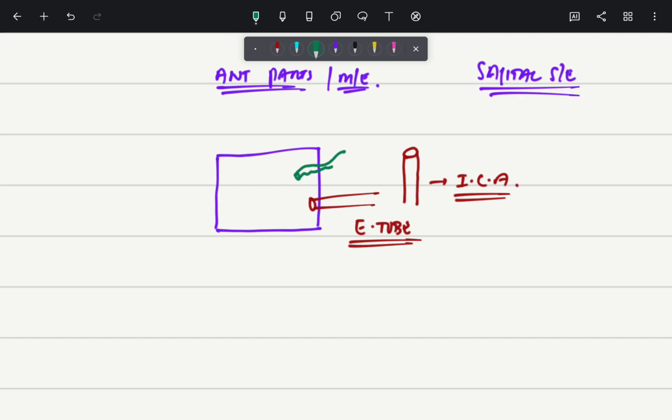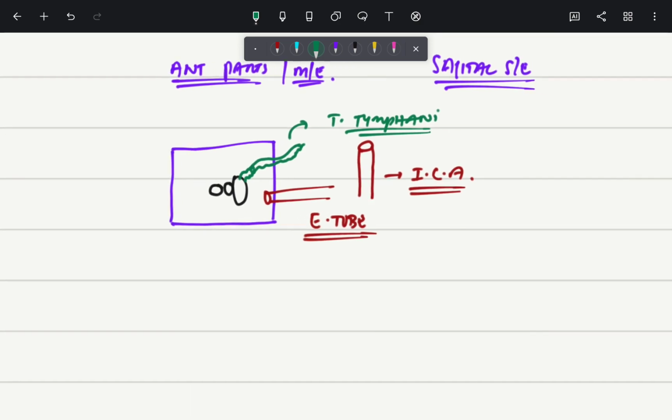This is your muscle which is passing, and this muscle is eventually going and attaching to the malleus. As I already told you, the middle ear consists of malleus, incus and stapes. So as you can see here, this green color muscle is going and attaching to the malleus, and this muscle's name is tensor tympani.